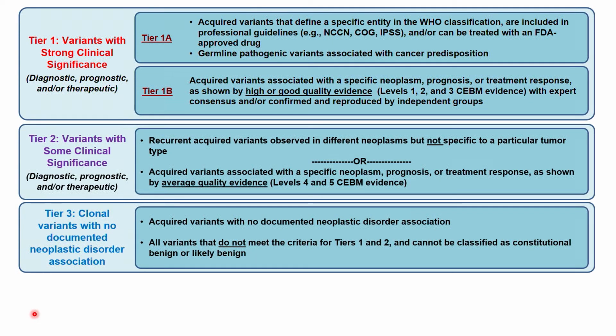The third tier would be clonal variants with no documented neoplastic disorder associations. Those would be all acquired variants for which you know that they are clonal in the tumor that you are analyzing, but you otherwise don't have any other information regarding their contribution to that tumor. Often you would classify variants into this category based on exclusion. If the variant does not meet criteria to be classified into the higher tier 2 or 1, then those clonal variants would end up in tier 3.